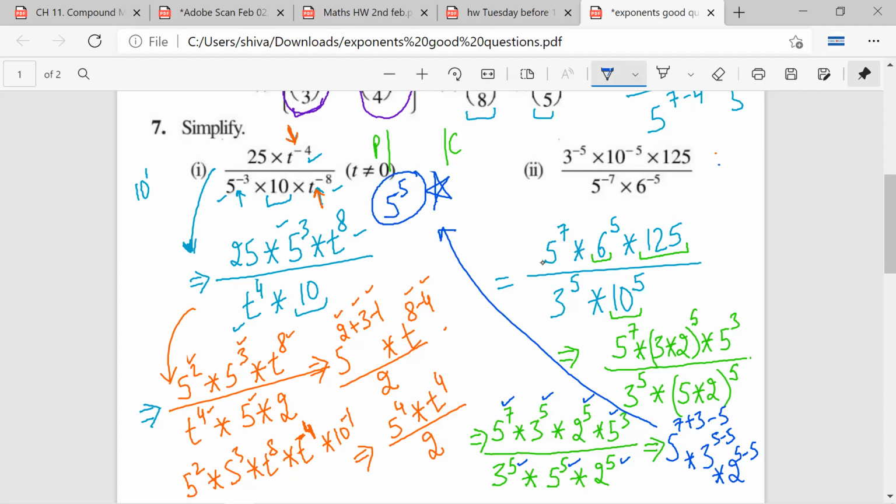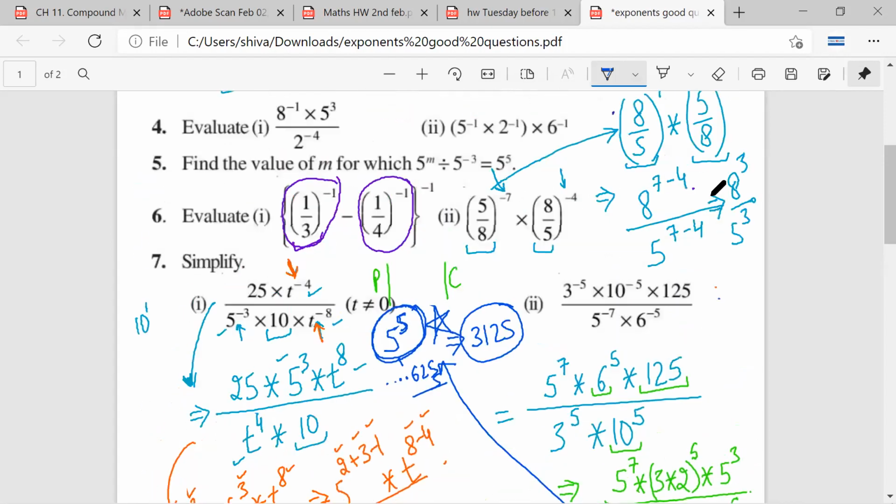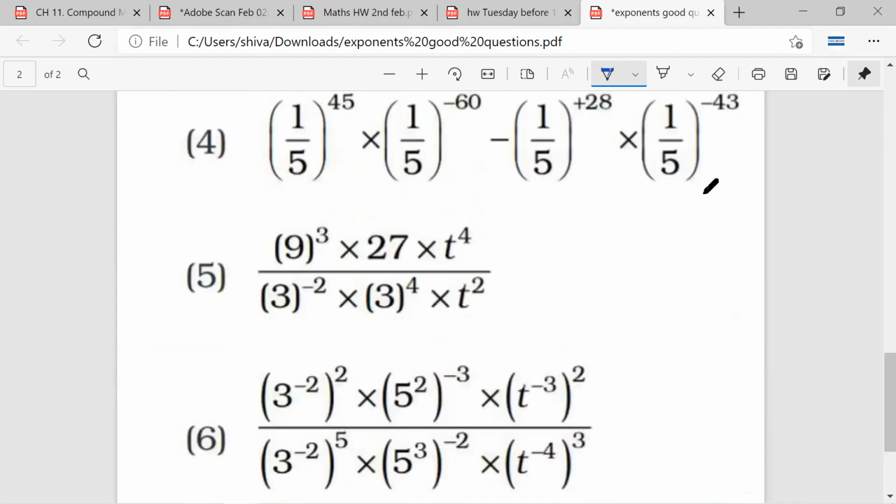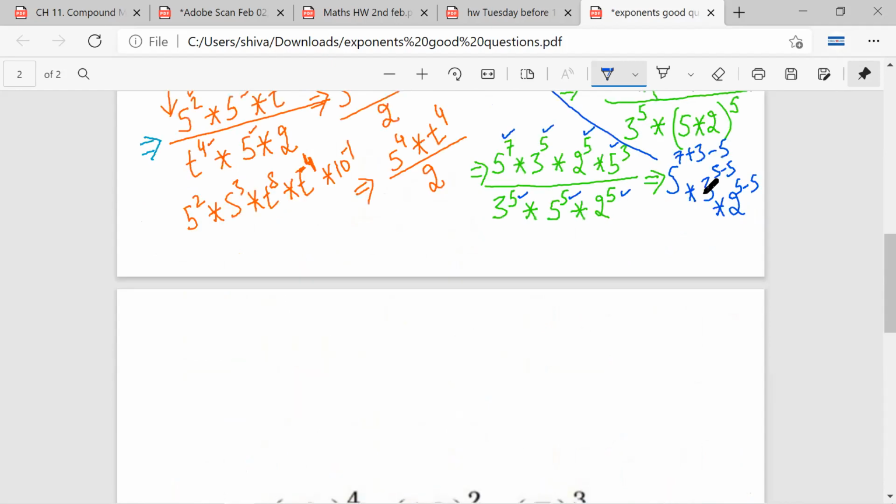No. And if you want to solve this, you can solve this. 5, 25, 125, 625, 625 into 5, 3125. Or you can leave the answer like this also. Sanvi ji, any doubt? No, sir. See, I'll strongly recommend you to solve all these questions again. If need be, you can watch the video also. Yeah. Okay. Because they are very good questions.